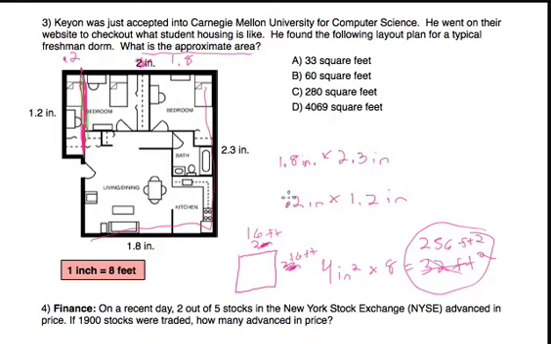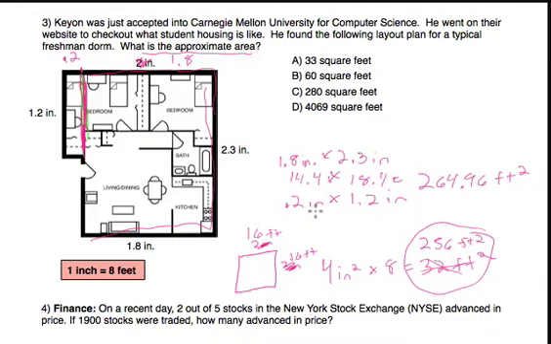So if 1 inch equals 8 feet, then 1.8 inches equals how many feet in the real world? That is, in real life, that's 14.4 feet, just feet. And we're going to multiply that by 2.3 times 8. That's going to be 18.4. And so this portion of the freshman dorm is going to be 14.4 times 18.4. So that portion is going to be 264.96 square feet.